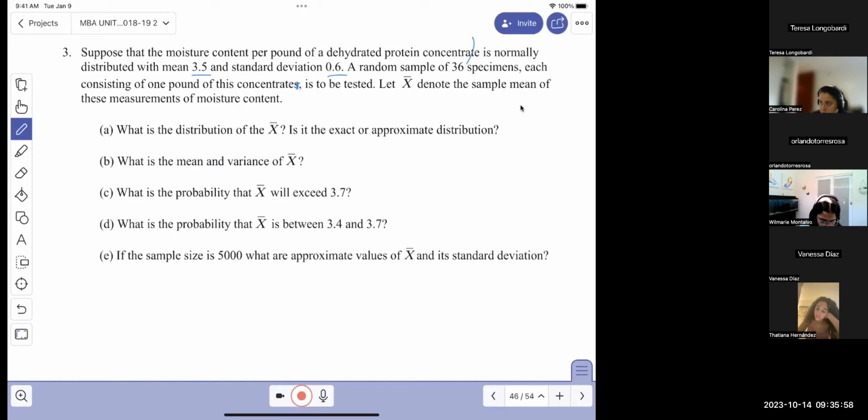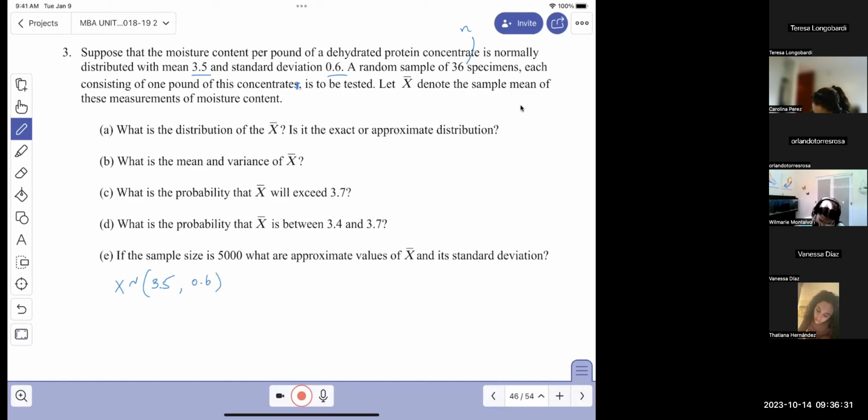So this is N. Now, X bar denotes the sample mean of these measurements of moisture content. So what do we know? We don't have information except that X is given with a mean of 3.5 and a standard deviation of 0.6.